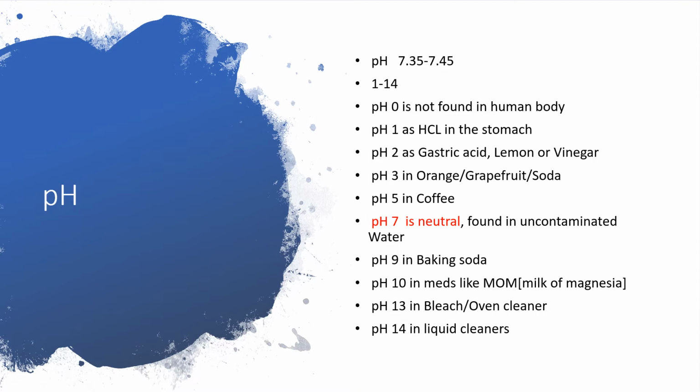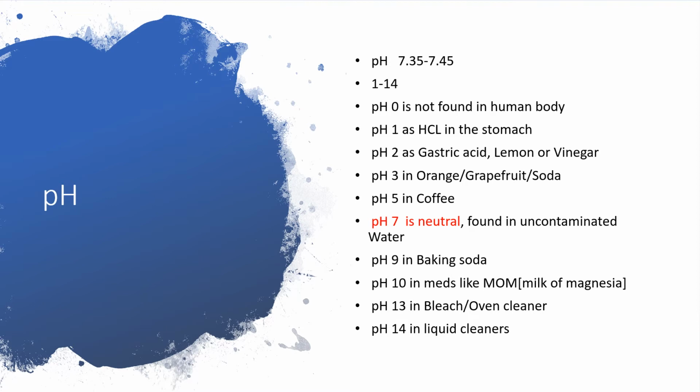pH 0 is not found in the human body. I'm a physician, so I'm not looking for that. pH 1 could be found in the stomach, strongly suggestive of hydrochloric acid. pH 2 could also be found in the stomach, indicating gastric acid, or in lemon or vinegar. pH 3 could be found in orange, grapefruit or soda. pH 5 could be found in coffee. pH 7 is neutral, and that is found in uncontaminated water.